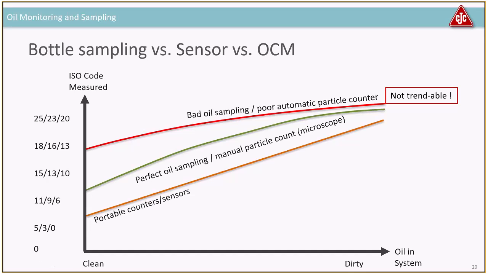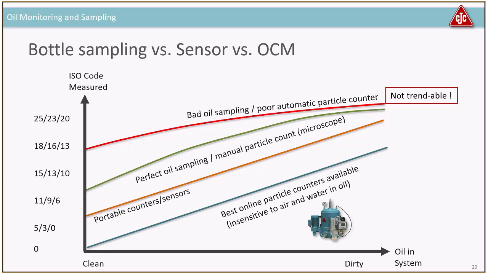And then there are a lot of sensors out there where the company making them has decided that they will not go cleaner than something, let's say 8. So an ISO code 10 or 8, that's where they stop. So ISO code 10/8/6, for example, is the lowest they can measure, and that's because they know that you can never do that with a sample bottle, so that's where they're stopping. But in fact, you can go cleaner if you have the best systems that are insensitive to air and water, like the CJC OCM. Then you could get very close to 0.